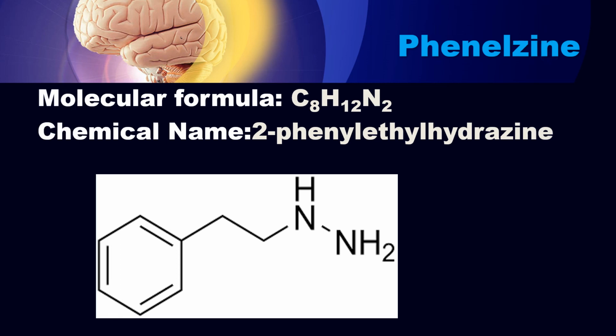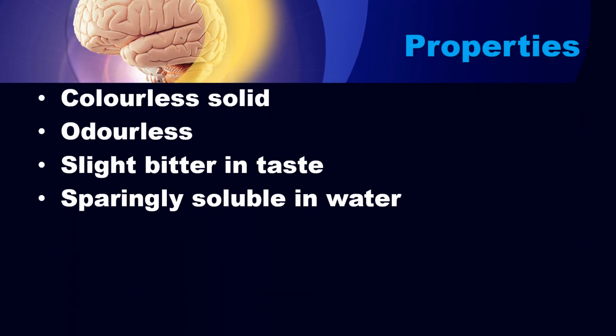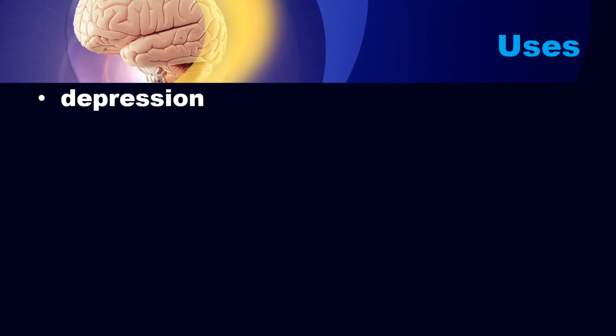Phenelzine. The molecular formula is C8H12N2. The chemical name is 2-phenyl ethyl hydrazine. The structure of phenelzine. Properties. It's a colorless solid which has no odor. It is slightly bitter in taste and sparingly soluble in water. It is used to treat depression.